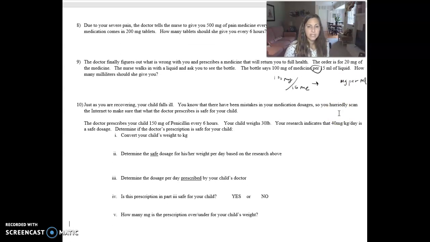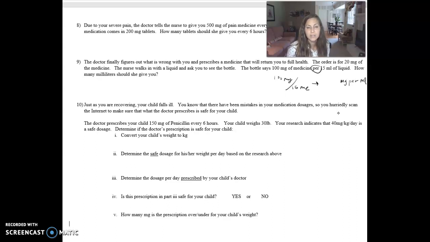And the last one, number 10. This one is challenging. It's number 10. Read it really carefully. But you have a child that gets sick. If you have a child in your home, you are responsible for taking care of their medication. That's part of your parental duties. The doctor prescribes 150 milligrams of penicillin every 6 hours. Your child weighs 30 pounds.